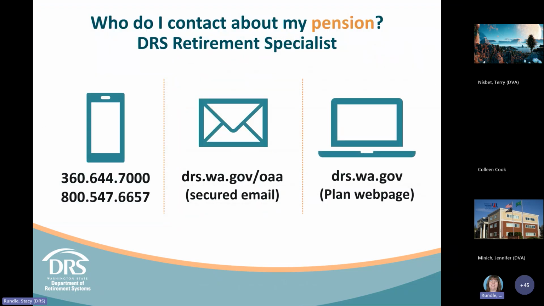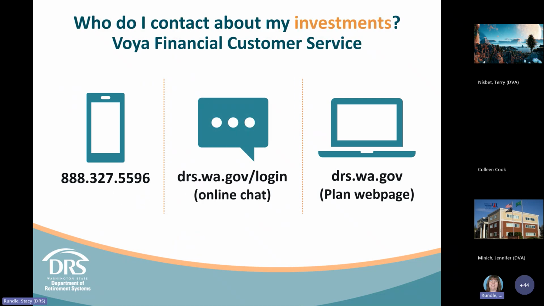So if you have questions about your pension or applying for it, contact DRS. The retirement specialists are available Monday through Friday, 8:30 a.m. to 4:00 p.m. From your online account, select Contact Us to send a secured email to a specialist and you'll usually receive a response within a day or two, no longer than a week. And a reminder, contact Voya Financial if you're in DCP or Plan 3 and need assistance in managing your account or taking withdrawals once you're eligible.